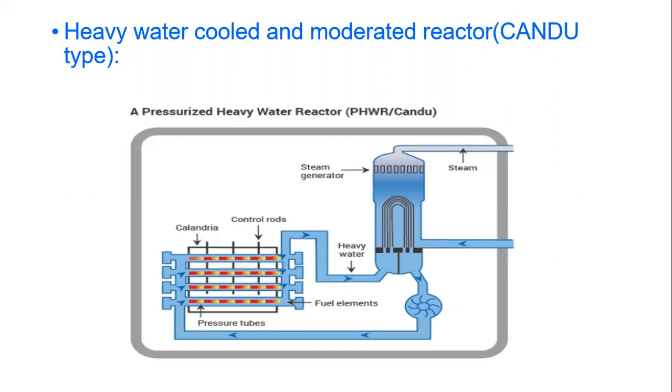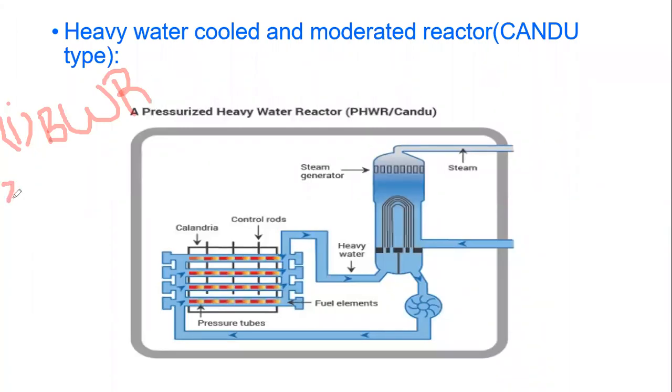Next one is the gas cooled reactor. These are all the 6 types of reactors. In the 6 types, the most commonly used and important types of reactors are, the first one, BWR, boiling water reactor.